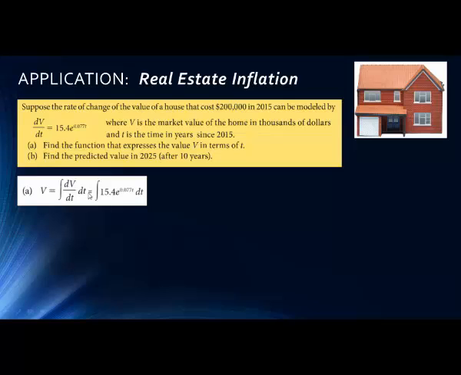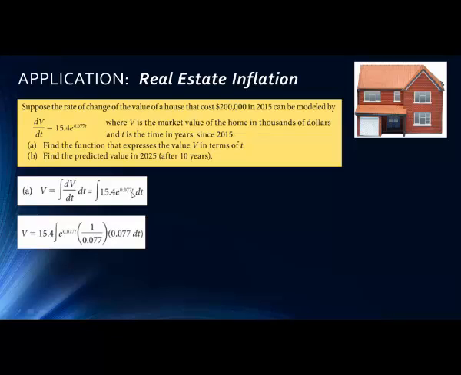Now remember your EGIC model. Remember our inner function is always the exponential function. So our u is equal to 0.077t. Our du is 0.077.